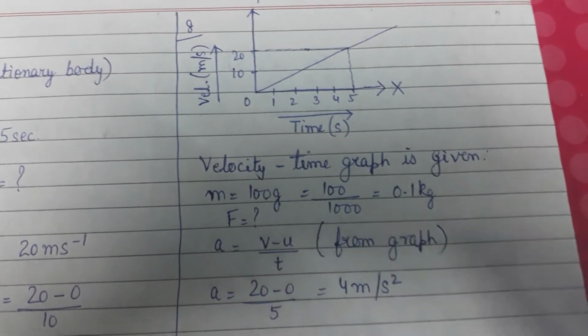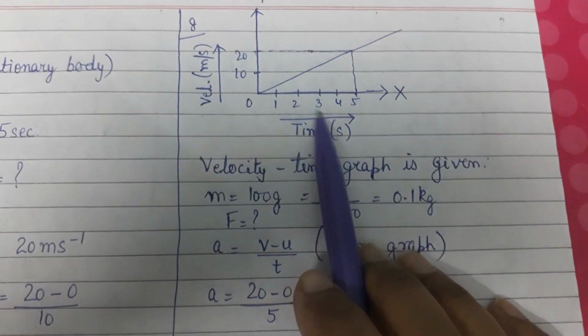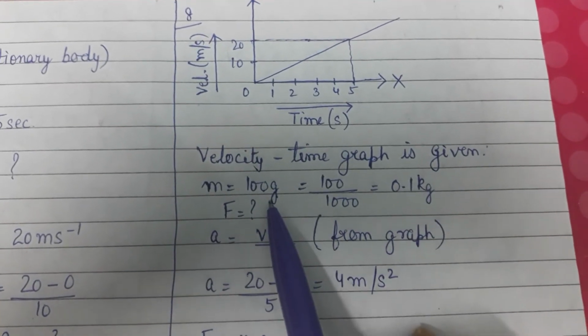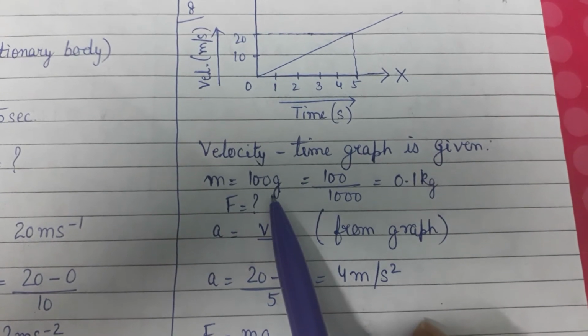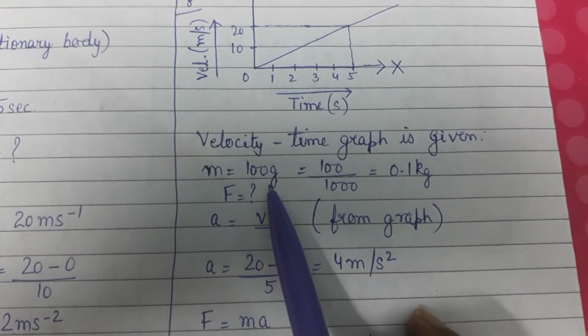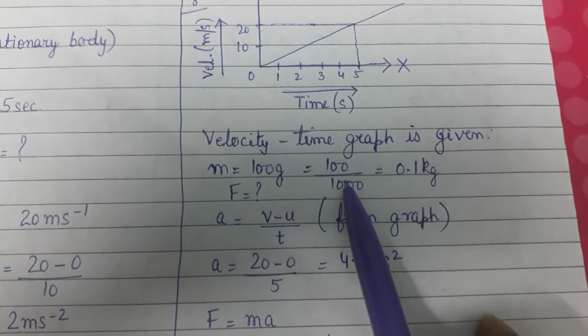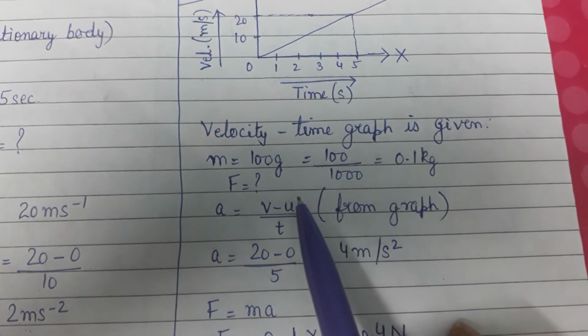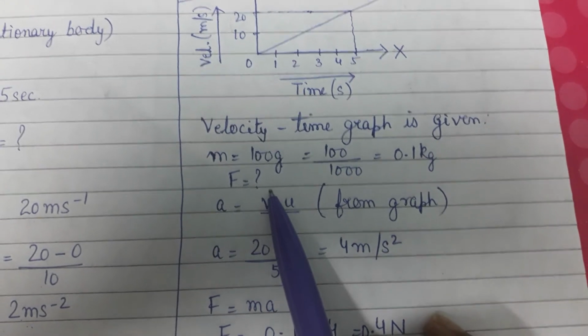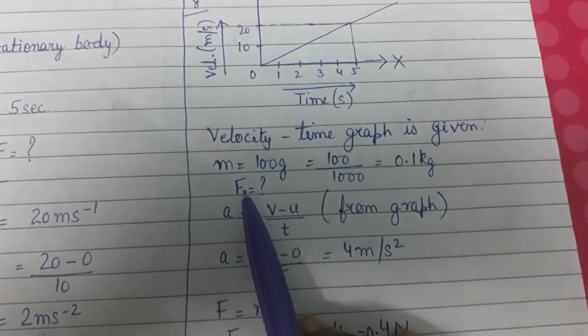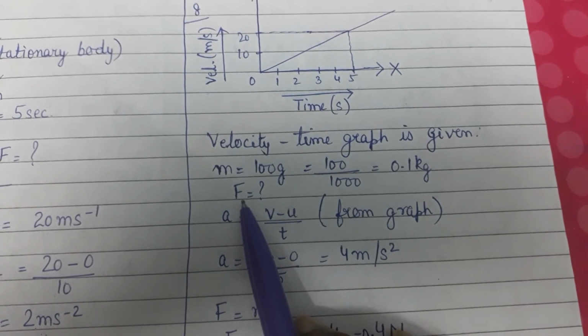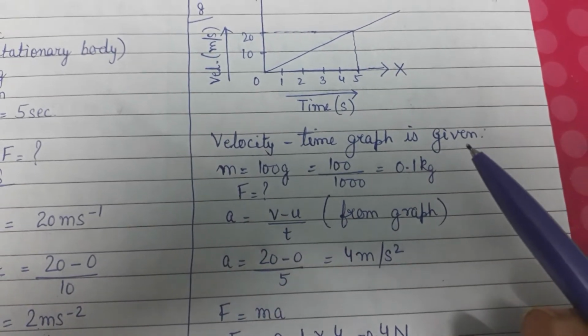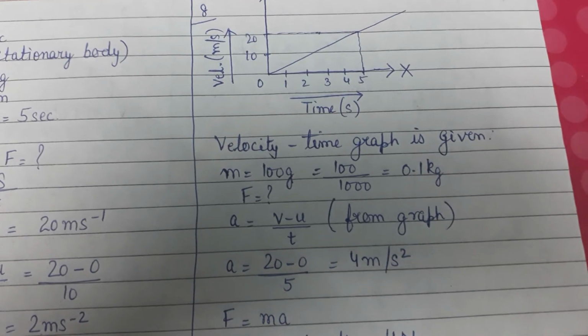Okay. What else is given? The graph is given to you in the question. Other than that, you have been given that the body has a mass of 100 grams. Children, 100 grams. You need to convert to kg by dividing by 1000. Okay, and you need to find out the force acting on the body. Simple, children. We know the formula for force is F is equal to ma. But do we have A? We have m, but we don't have A.